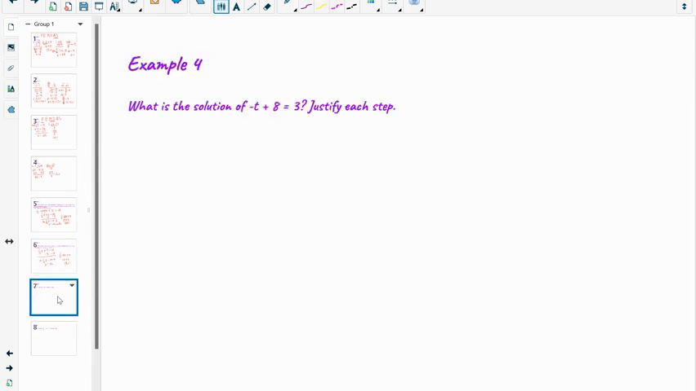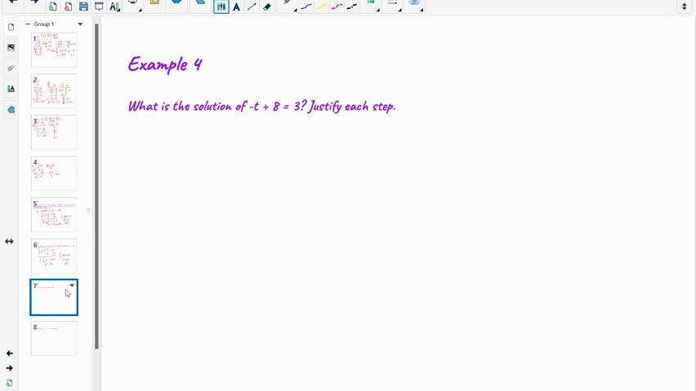All right. Last example, what is the solution of negative t plus 8 equals 3? Justify each step. So we're going to go through a new way to solve these. And since we're going to be justifying each step along the way, I'm not going to have us check it at the end. The justifications will take up enough time as is and can act as a new way of checking our work to make sure we did everything correctly.